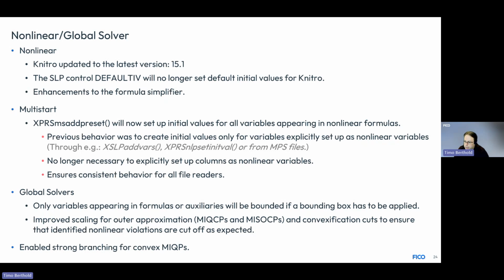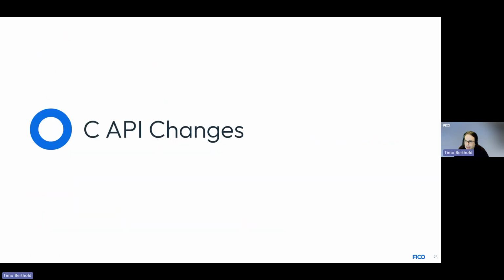So there have also been improvements on how we scale the outer approximation cuts and convexification cuts that we generate. Outer approximation cuts are generated for convex MIQCPs and second order cone problems, and convexification cuts are generated in the global solver. And the improved scaling ensures that cuts are properly detected as violated when we expect them to cut off the LP solution. And yeah, what else? As a side note, we also enabled strong branching for convex MIQCPs now by default.